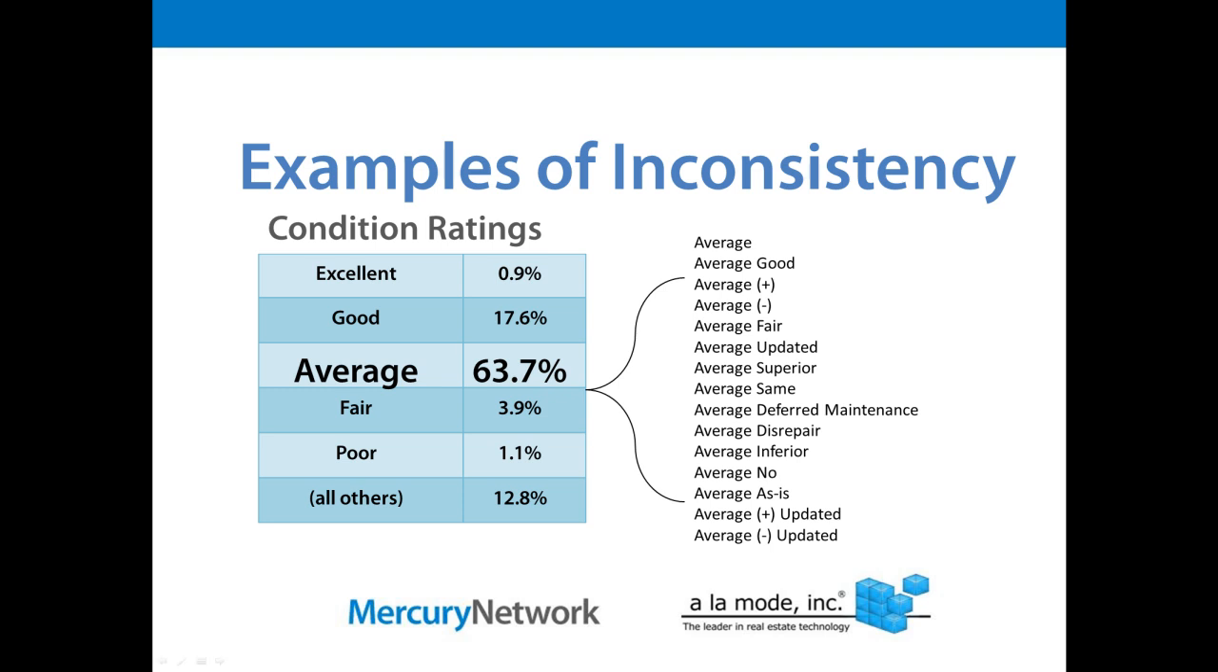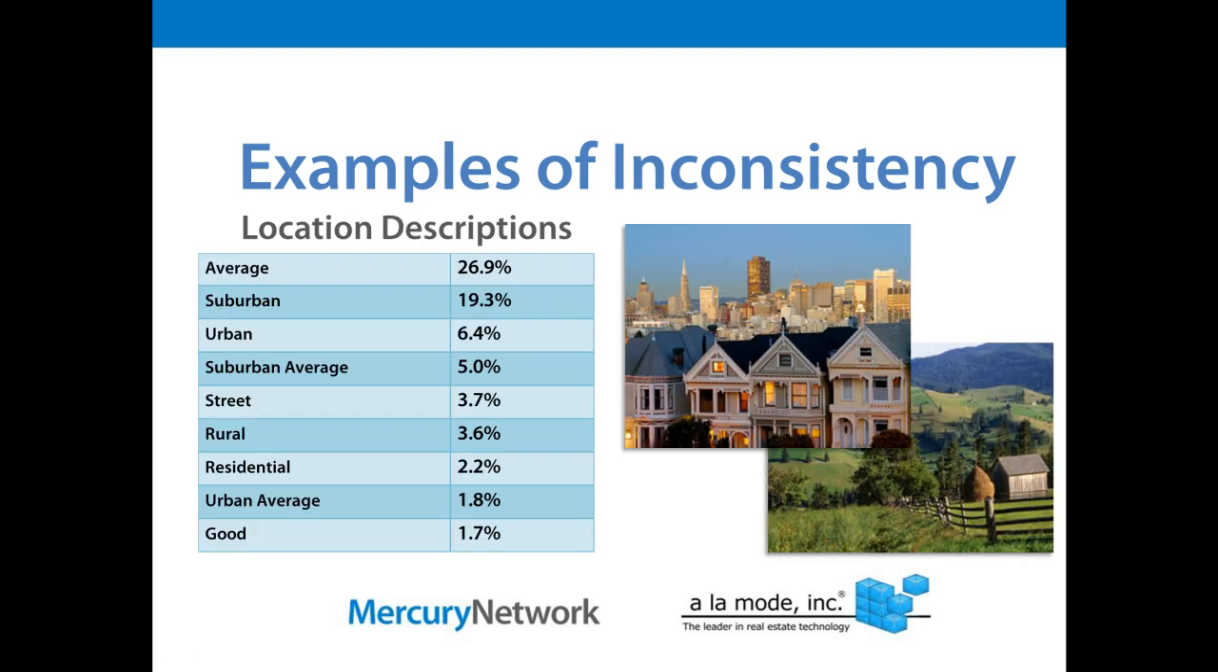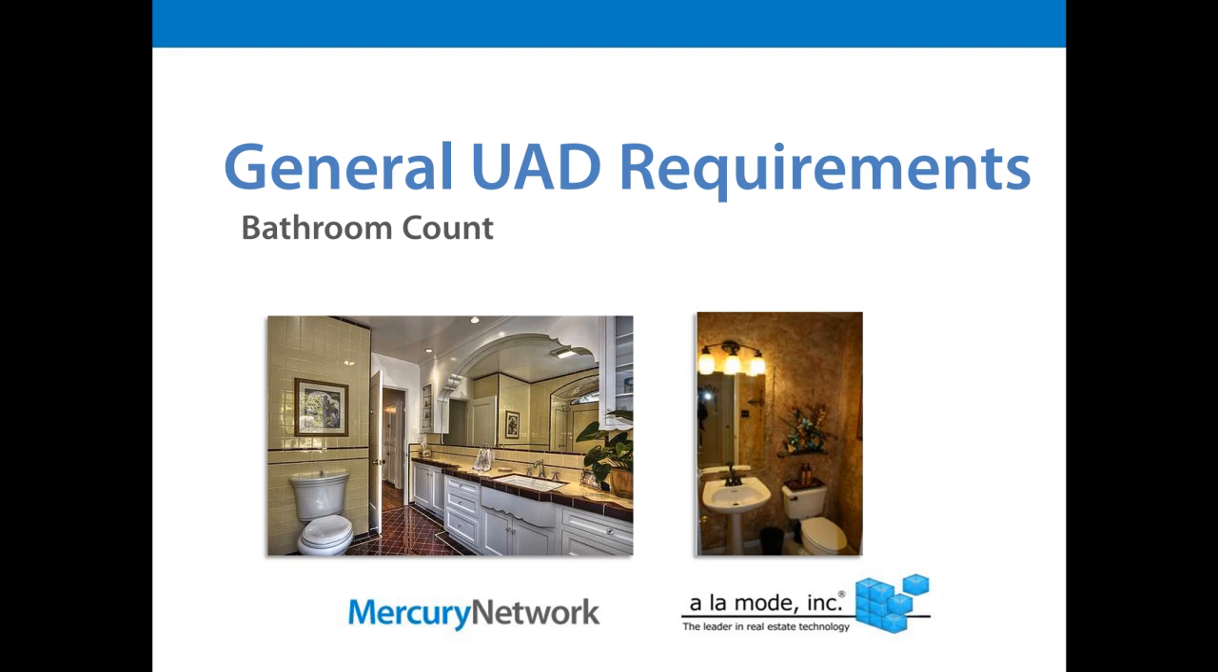Other examples of inconsistencies include the location descriptions. So when you're talking about location descriptions, 26.9% of the time, again, we would see the word average come into this. But when you're trying to give a description for a location, what is it average to? If you're talking about a major metropolitan area like San Francisco or possibly the countryside, the word average really doesn't give a full location description. Other items are going to be changing on the new forms that are coming up. The bathroom count is one of the biggest impacts.